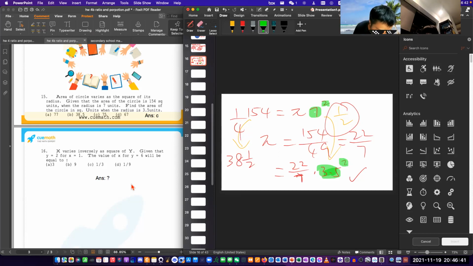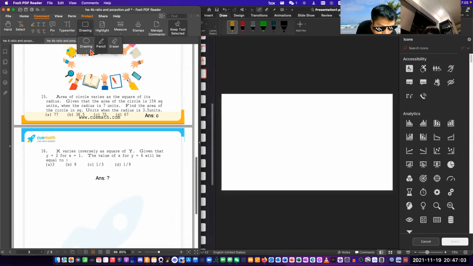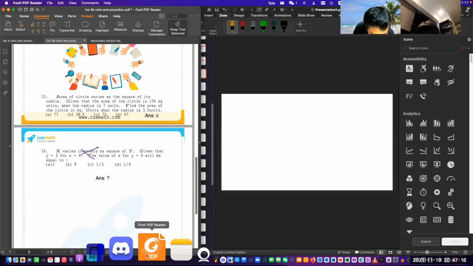So similarly, question 16. So x varies inversely as a square of y. So in fact, for this question, you need to use, okay, probably you don't understand the meaning of inversely at the moment. So I don't want to cover this at the moment. Not yet. It is tested, but I don't want to cover this first. I want to go to the syllabus.